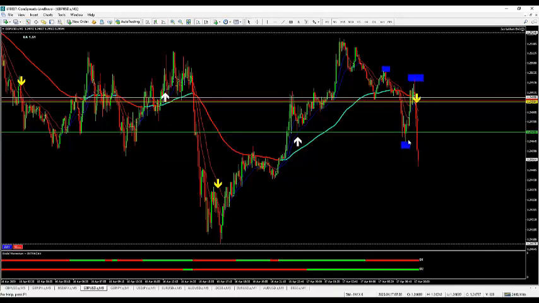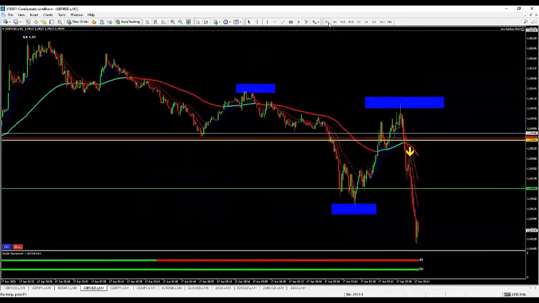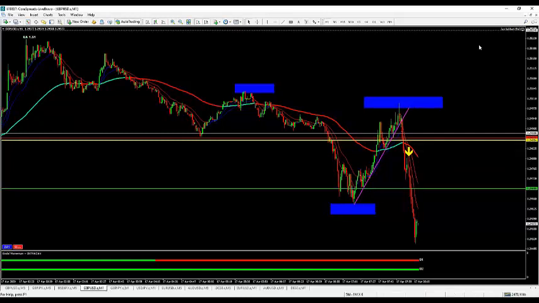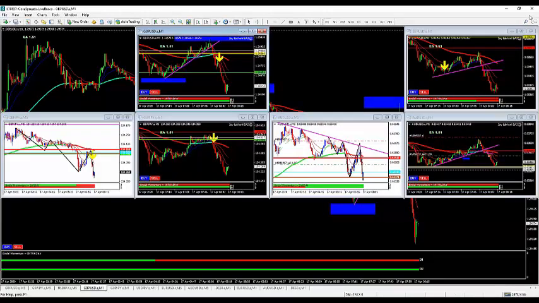1, 2, 3. The pullback is 80%. Break of the 2. You see, you had that arrow here, right? And break of the 2 to 3 line there. So this was good. And I just want to make sure that you get a lot out of this session.